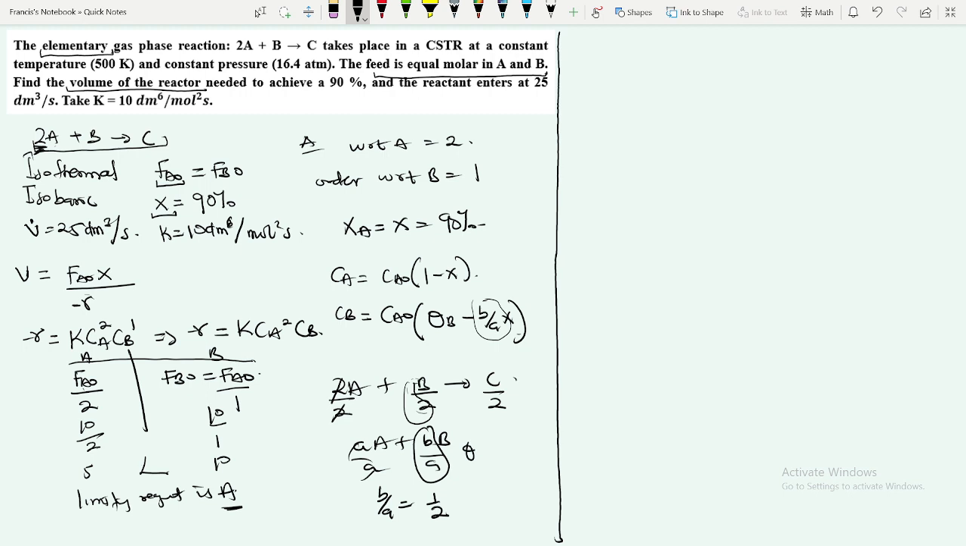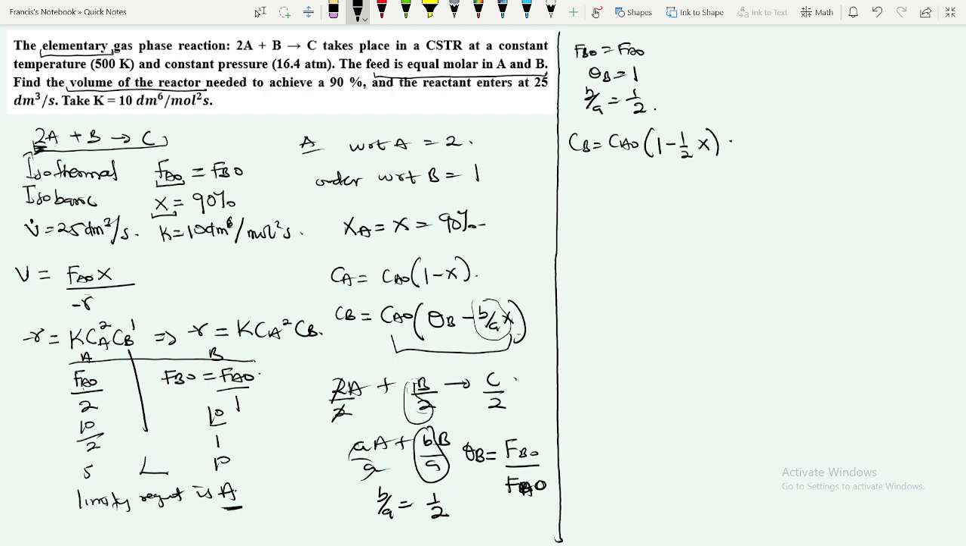And for our theta B, we derived that theta B is equal to FB naught all over FA naught. That's what we had as our theta B. So now we have our theta B, we can just substitute it here. And from the question, FB naught is equal to FA naught. And so when we divide, our theta B becomes 1. And our b over a is also half. So substituting everything here, we are going to get C_B is equal to C_A naught (1 minus half X). So this is what we are having for our C_B, and then our C_A is equal to C_A naught (1 minus X).